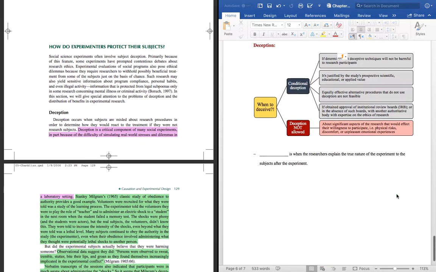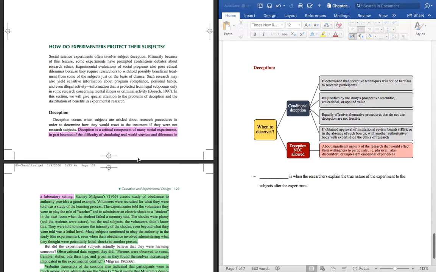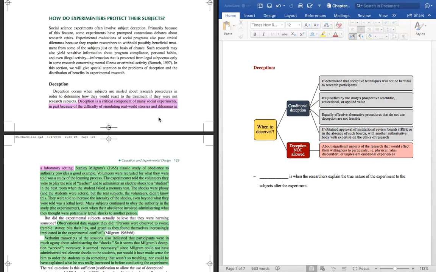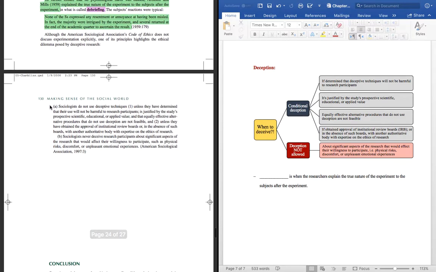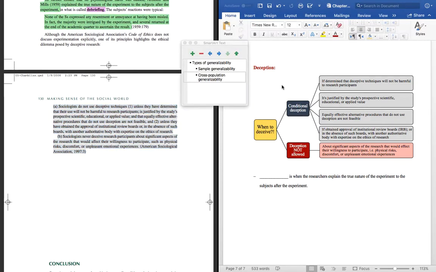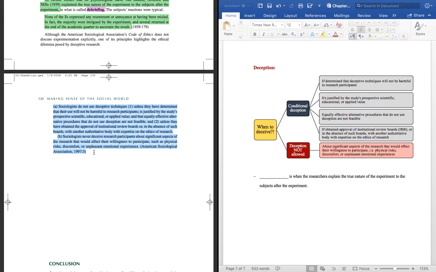Then after that, we have the deception section. It talks about why we use deception. There are some conditions where we absolutely should not. This diagram here is basically the summary of this paragraph. So sometimes there are some conditions that need to be met in order to be able to deceive our participants. There are 4 conditions listed here under the category of conditional deception.